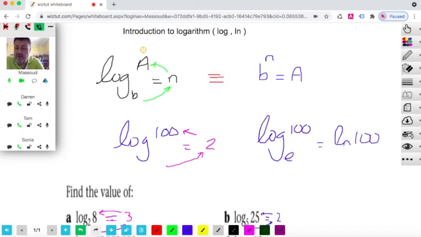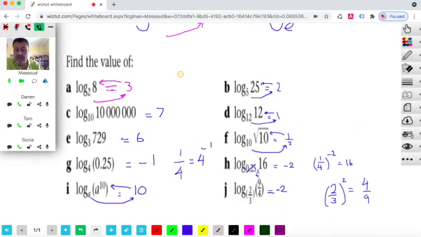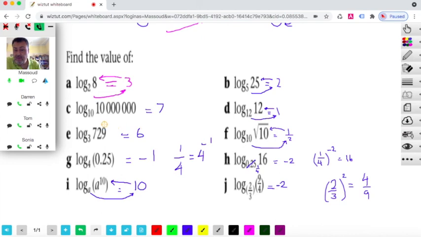In future videos, I'm going to do the rest of the rules of logs, and we also will do examples on those as well. For the time being, I'll leave you with these examples. So 2 to the power of 3 makes 8, 10 to the power of 7 makes 10 million, 3 to the power of 6 makes 729, 4 to the power of minus 1 makes a quarter, and so on and so forth. Well, we'll leave it at this point, and I'll see you soon in my next video.